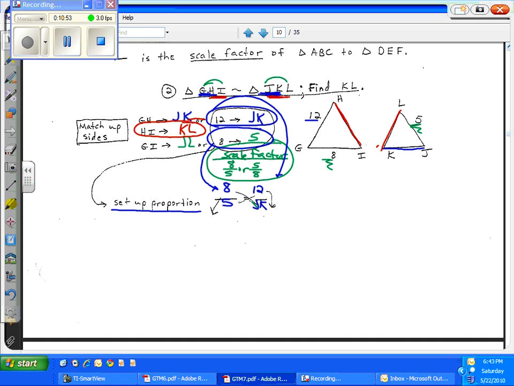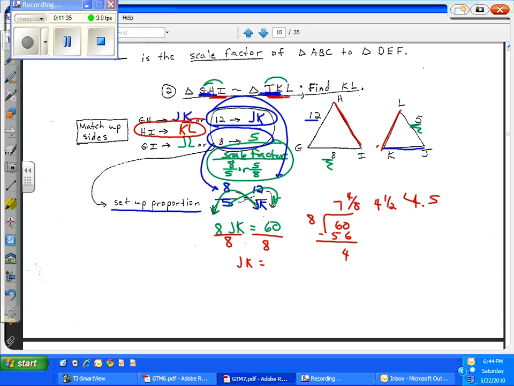Now, to solve a proportion, you cross multiply. JK times 8 is 8JK is equal to 5 times 12, which is 60. Now we're going to undo multiplication by division. We get JK equal 60 divided by 8. And so when we take the 60 divided by 8, we get 7. 7 eighths are 56 with 4 left over.